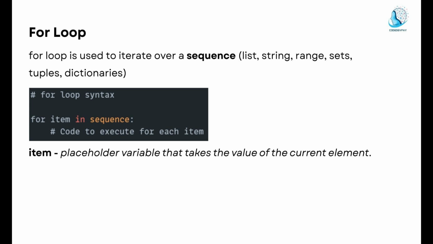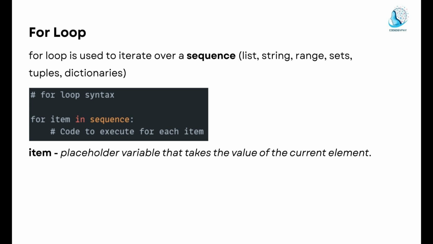For the for loop syntax, we have the for keyword, and then we create a variable called item. We are going to use this item to loop over the sequence that we have. So we have for item in sequence. The sequence here can be a list, string, range, set, tuple, or a dictionary. Anytime we loop through the sequence, we are going to store that value inside the item and then execute the code block for each of the items. So the item is serving as a placeholder variable that takes the value of the current element.